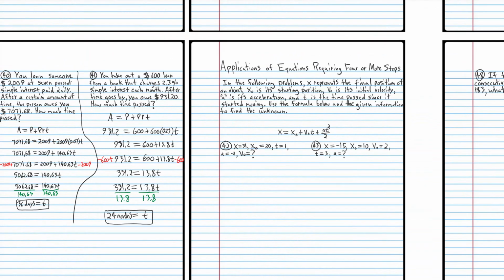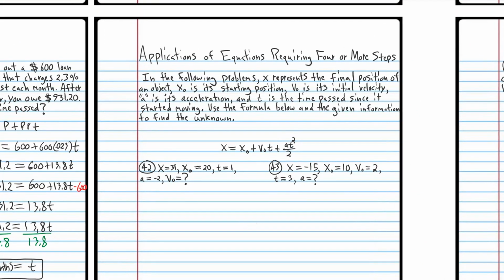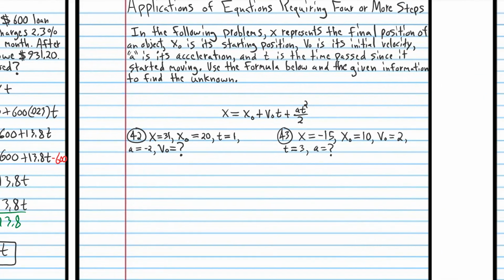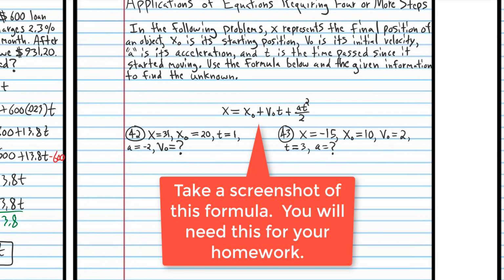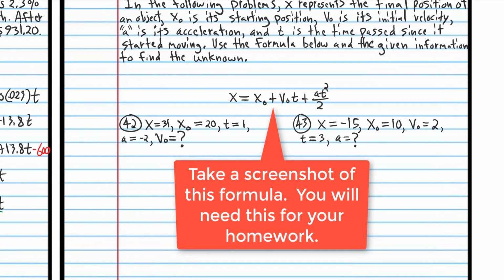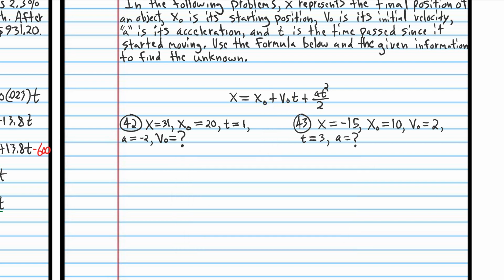Now we're doing applications of equations requiring 4 or more steps. So if you've gotten this far, good job, I'm proud of you. So now we're using this crazy physics equation. This is from physics class. Now you don't have to know physics in this course. This is just an example of a physics equation. Now please understand that these subscript zeros are not actually zeros. That's just part of the notation. X0 is one number, V0 is one number, but that's technically not pronounced X zero and V zero.